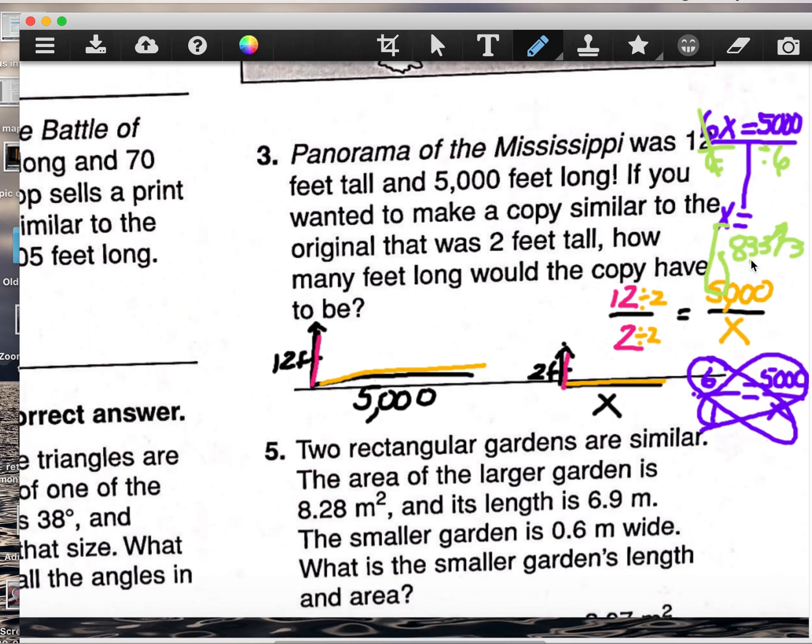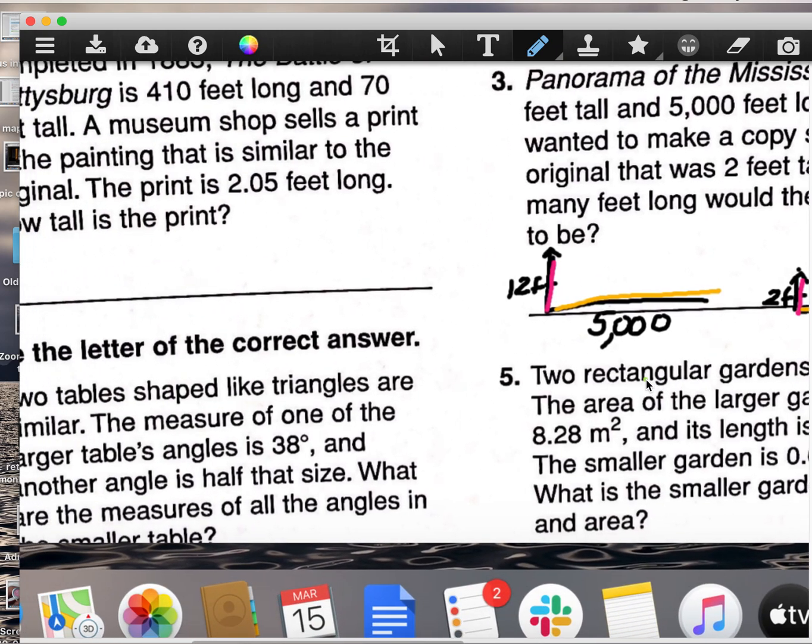833.33. I don't know why this is glitching. So 833.33. I'm just going to go ahead and round it to 833. So x down here, the length would have to be 833 feet. That would be my answer. Okay? All right, let's look at another one.